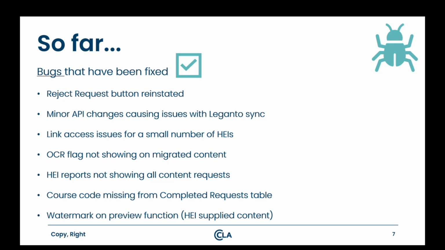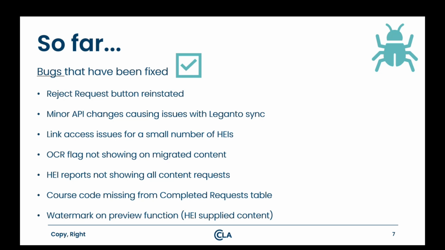The next one is another biggie for HEI reports. They were not showing the correct amount of content requests. And this was because there were concerns about performance from our dev team. So it was decided that the reports would only show content requests that were created in the current academic year. But it was soon realized after launch that this wasn't sufficient for you. So this has subsequently been rectified.